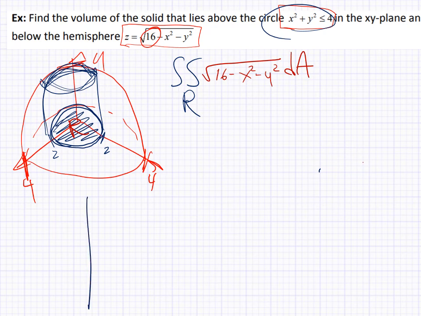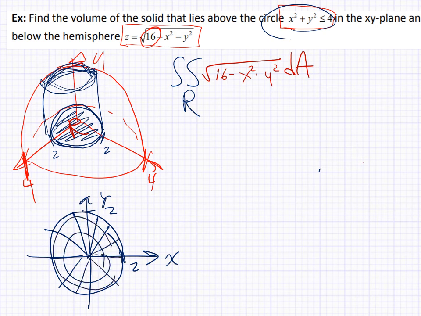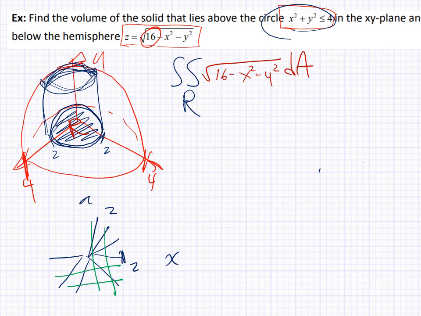Now the question is, should we do it in rectangular or should we do it in polar? Well, if I look at what the region we're integrating over in the xy plane is, it's this circle. It's a circle of radius 2. So since it's a circle, I'd rather grid that circle off this way and create my polar sectors as opposed to gridding it off this way. So I'm going to say let's use polar.